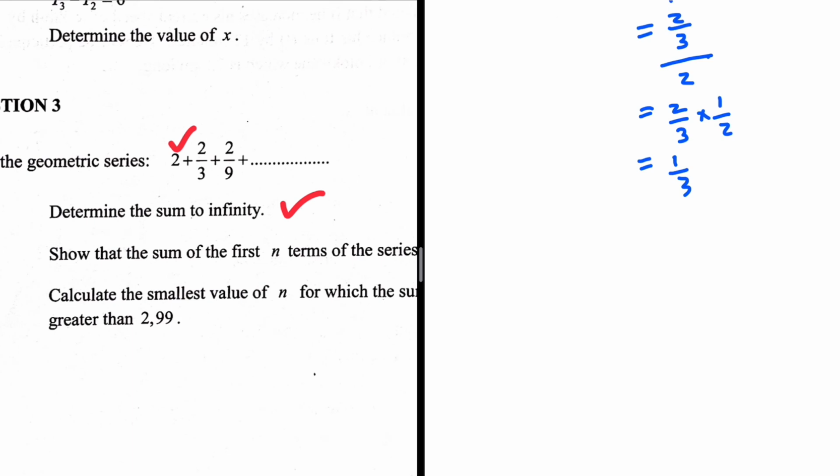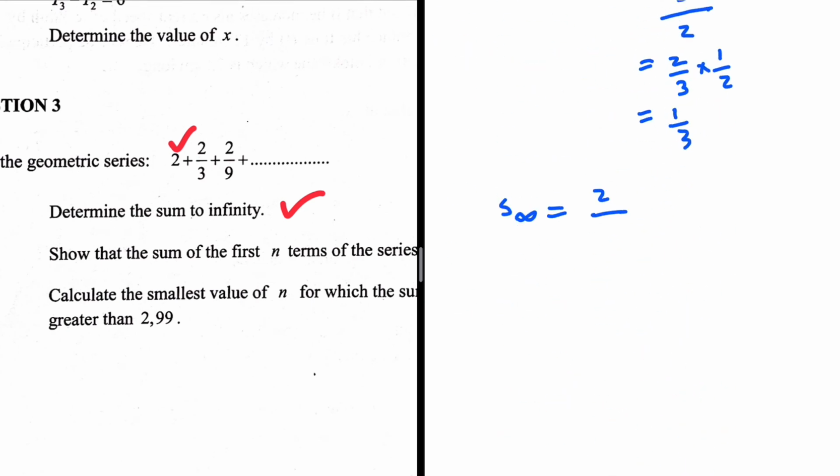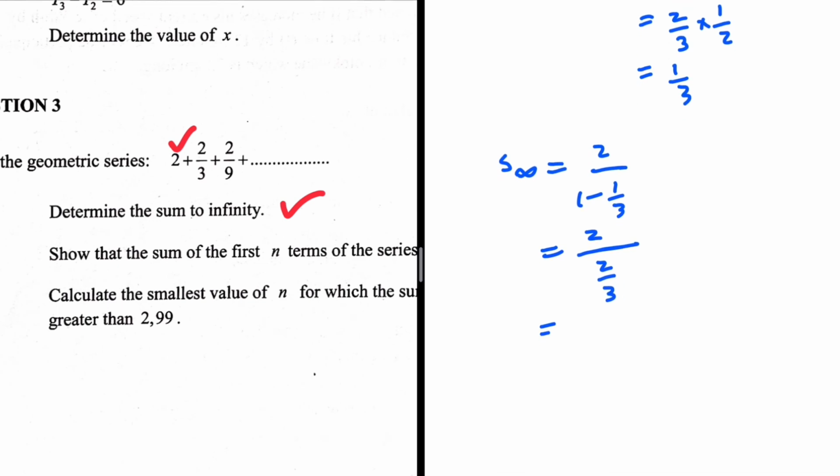We can go ahead and then say that the sum to infinity is equal to a, which happens to be 2, divided by 1 minus r. r is equal to 1 over 3. So we have 2 divided by 2 over 3. So this will be equal to 2 multiplied by 3 over 2. 2 and 2 cancel out. The sum to infinity is 3.